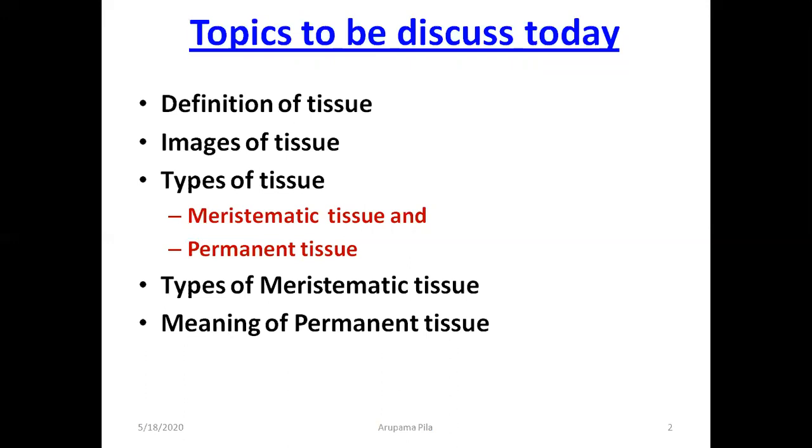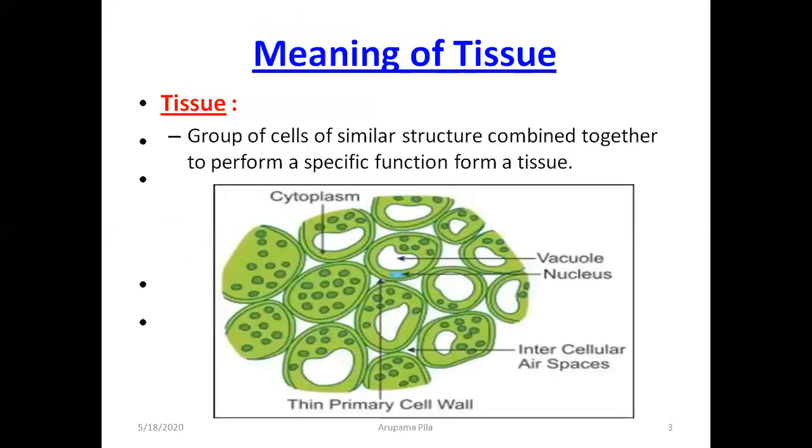Now today we are going to discuss the definition of tissue, images of tissue, and types of tissue, in which we will discuss meristematic tissue and permanent tissue, then types of meristematic tissue and the meaning of permanent tissue. So let's start. Here, see, I have explained the same thing. A group of cells of similar structure combine together to perform a specific function, forming a tissue.